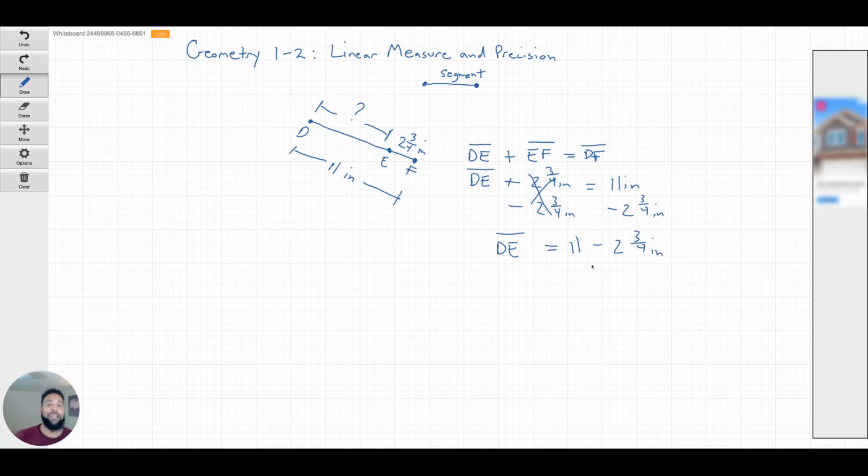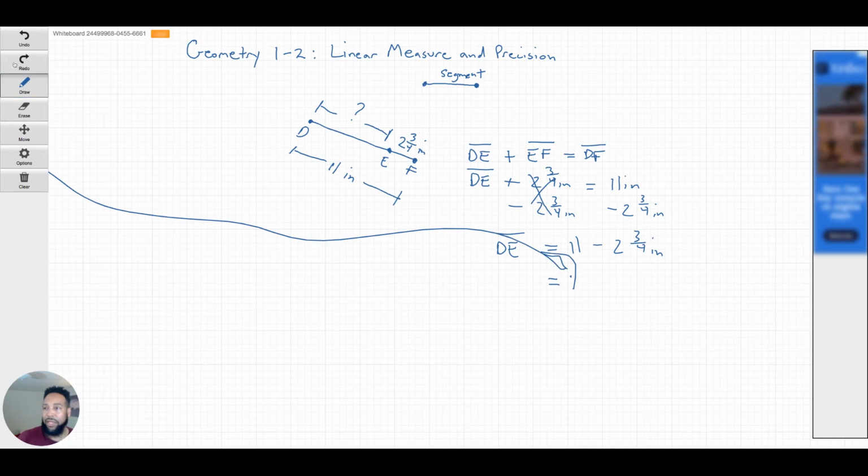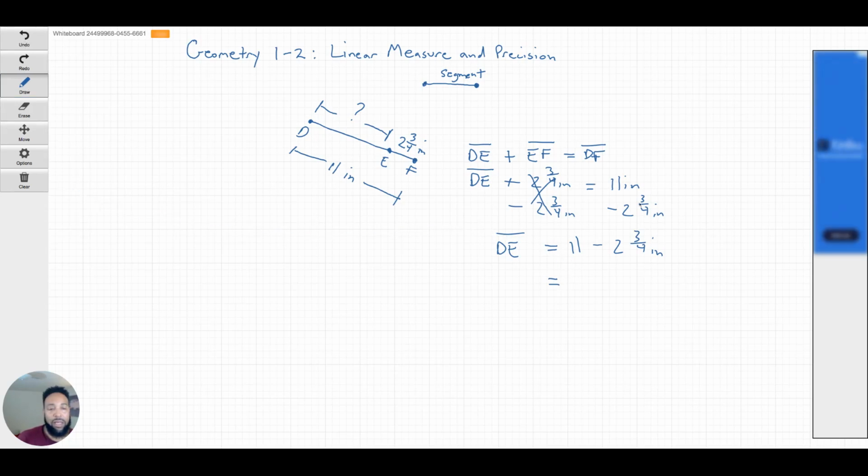Now, how do we put these in like terms? So we could also say 11 is also 10 4/4. 4/4 is 1, so 10 4/4 still gives you 11. So we could say minus 2 3/4. So now we have these numbers in like terms.